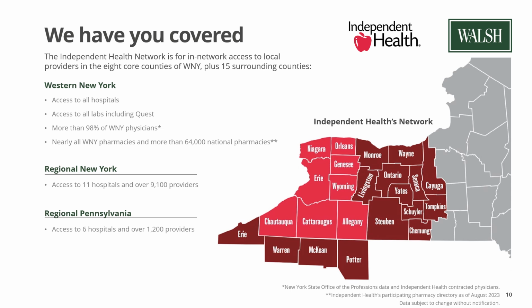Once you move into those darker red bands, those counties either in New York State or in Pennsylvania, you do have access to additional hospitals. So in those regional New York State counties, you have access to 11 different hospitals and more than 9,000 providers. And in those 4 highlighted counties in Pennsylvania, you have access to 6 different hospital systems and more than 1,200 providers being in network with Independent Health on your plan.